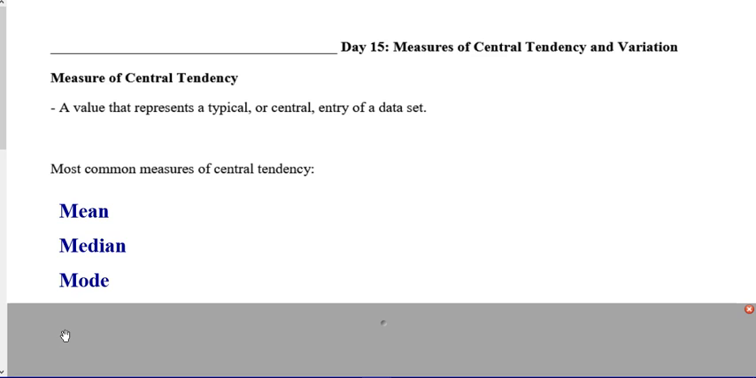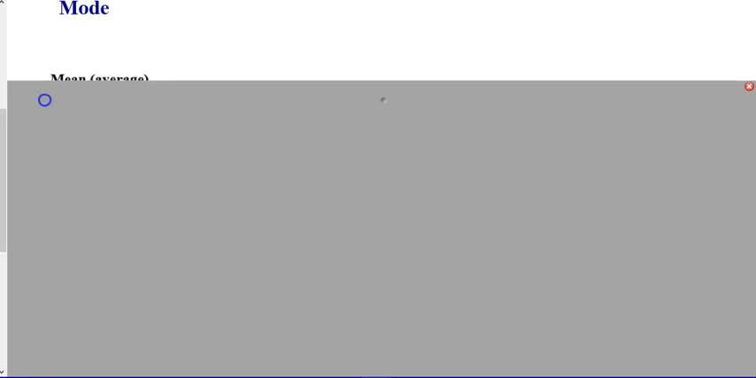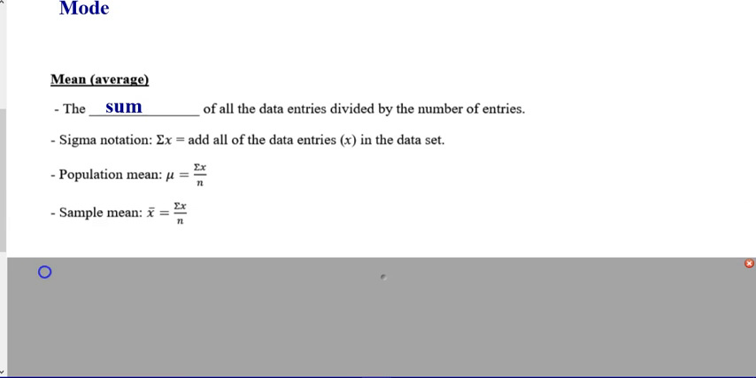Now I'm just going to go through this. If you need to hit pause at any point, do so. I'm just going to move on. You should be aware of all these from Algebra 1 and Algebra 2 and so forth.